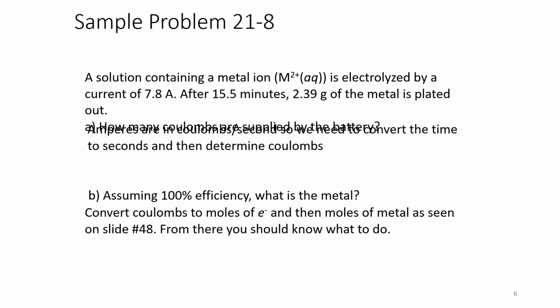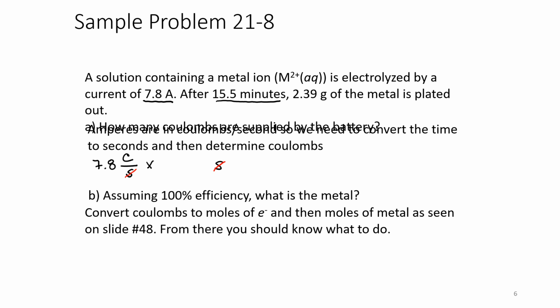So amperes are in coulombs per second. So we need to say, all right, I have amperes in the problem, and I have time in our problem. So I can really say that amperes are 7.8 coulombs per second. And if I want to know the number of coulombs, we could multiply this by the time in seconds, and that would just leave us with coulombs. So that's what we're going to do for part A.